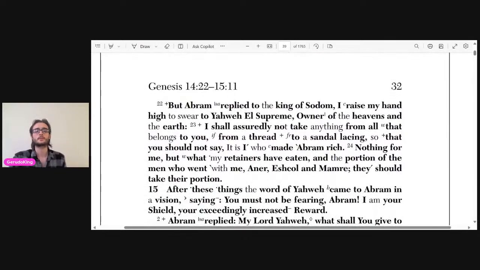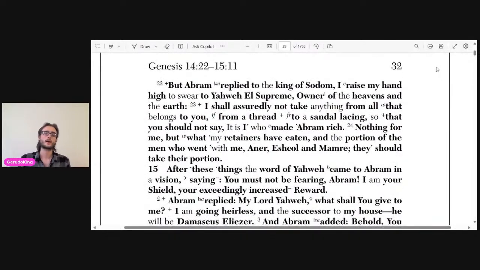But Abram replied to the king of Sodom, "I raise my hand high to swear to Yahweh El Supreme, owner of the heavens and the earth. I shall assuredly not take anything from all that belongs to you, from a thread to a sandal lacing, so that you should not say, 'It is I who made Abram rich.' Nothing for me but what my retainers have eaten, and the portion of the men who went with me, Aner, Eshcol and Mamre; they should take their portion."